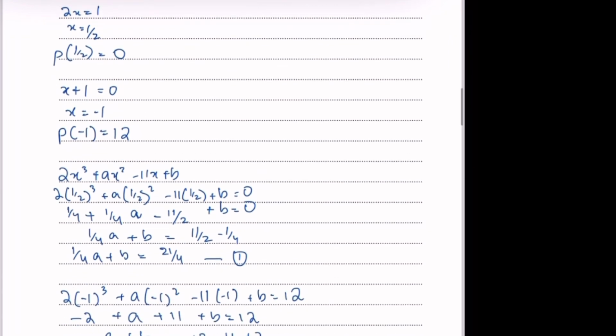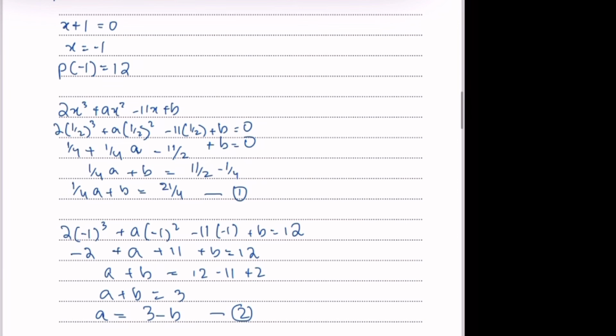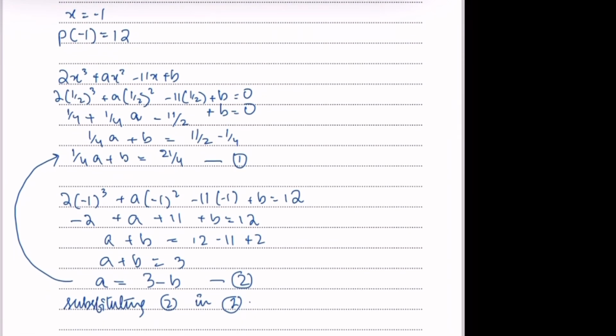From here we'll make either a the subject or b the subject. So let's make a the subject. A is equal to 3 minus b. This is our second equation. Now I'm going to substitute this second equation into this first equation. So substituting 2 in 1, a is equal to 3 minus b.